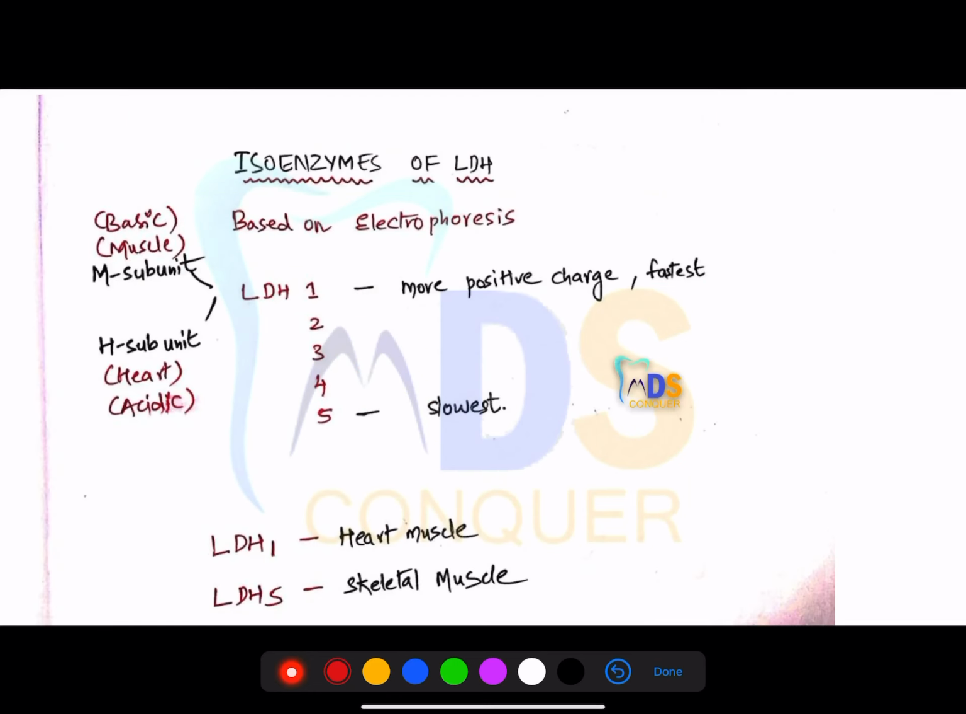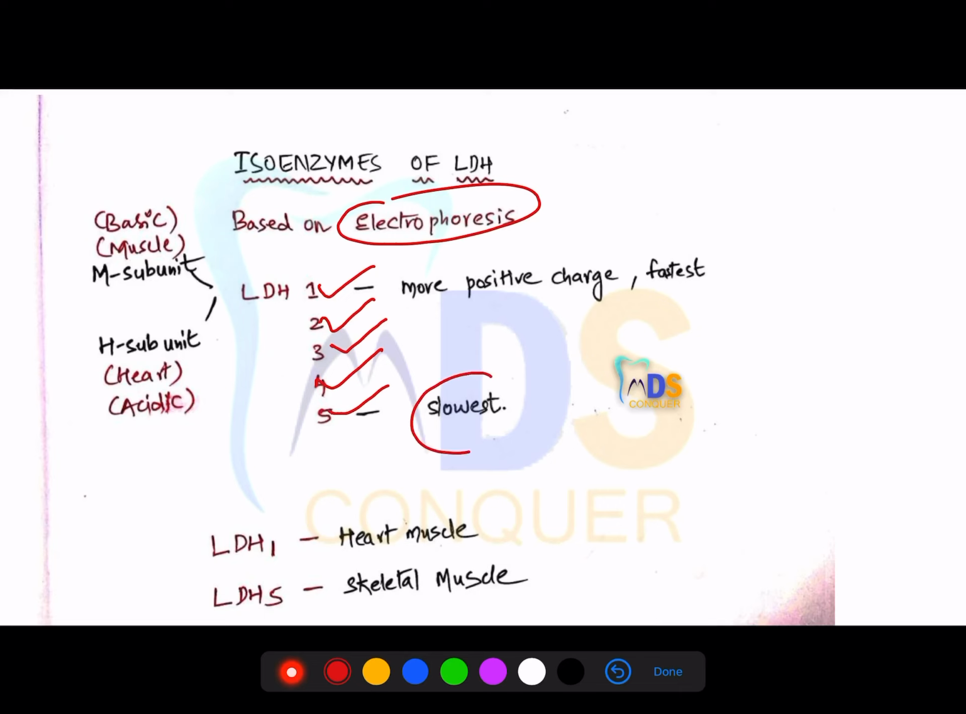I was talking about LDH. Based upon electrophoresis, your isoenzymes are going to be divided into type 1, type 2, type 3, type 4, and type 5. Type 5 is the slowest. Type 1 is the fastest and most positive. Type 1 is present in the heart muscle. Type 5 is present in the skeletal muscle.